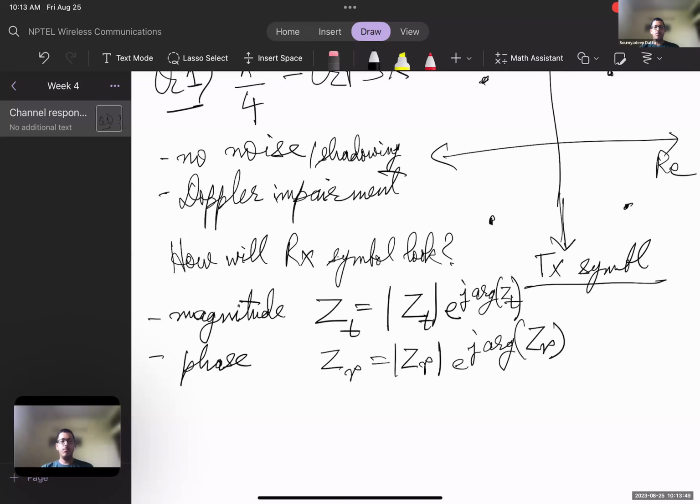There is no noise, no shadowing, but there are Doppler impairments. So the question is, does Doppler impairment affect the magnitude? Does anybody have an answer? Does the Doppler effect affect the magnitude of the signal?